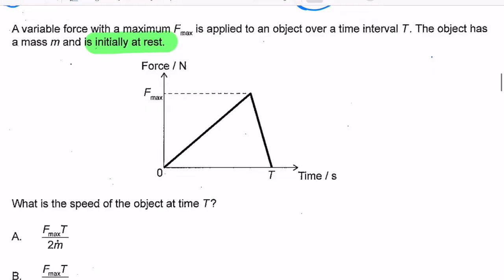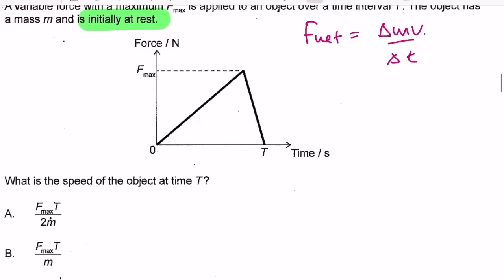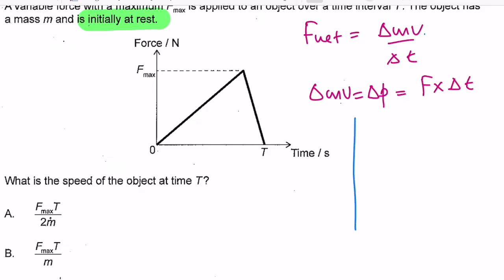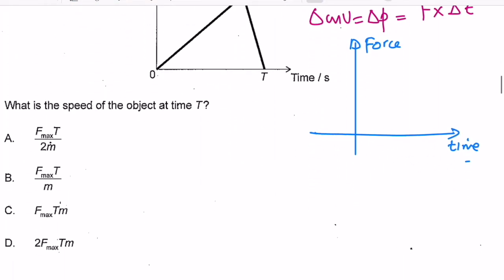We have recalled Newton's second law. F net equals delta mv over delta t. This is the background knowledge. Or delta mv, or change of momentum, is force times delta t. Or in a graphical way, if you see force on the y-axis and time on the x-axis, the area under this graph represents the change of momentum, right? This is change of momentum.